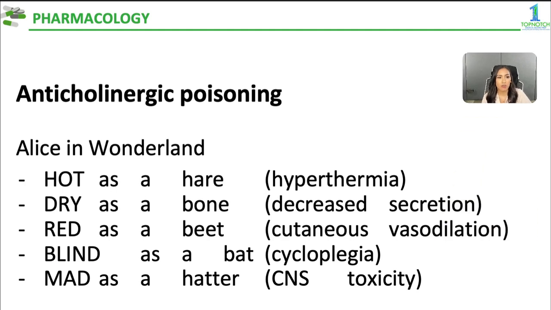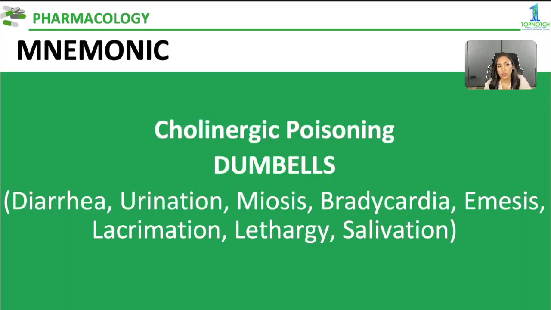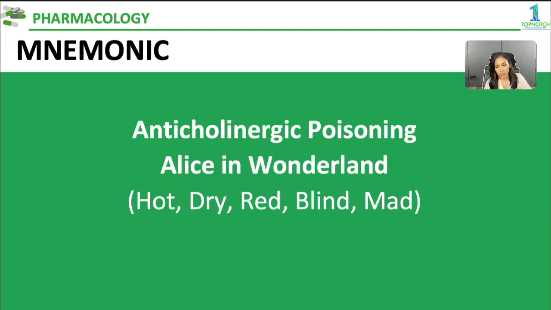Okay? So, let's look at anticholinergic. Alice in Wonderland, hot as a hare, dry as a bone, red as a beet, blind as a bat, and mad as a hatter. Okay? So, how about cholinergic poisoning? Dumbbells: diarrhea, urination, miosis, bradycardia, emesis, lacrimation, lethargy, and salivation. So, when you think of cholinergic, parang very messy, no? Lahat ng secretions lumabas. Diarrhea, urination, lacrimation, etc. On the other hand, anticholinergic naman, Alice in Wonderland. Hot, dry, red, blind, and mad.